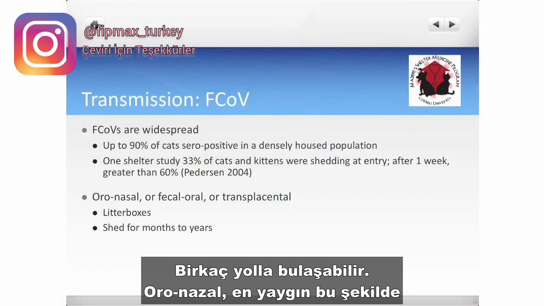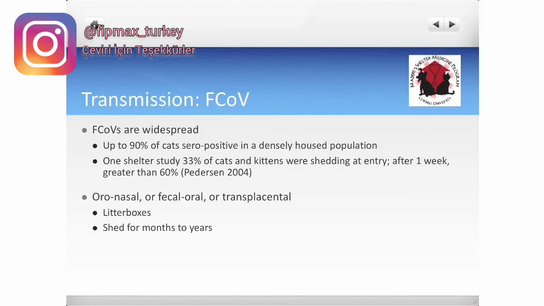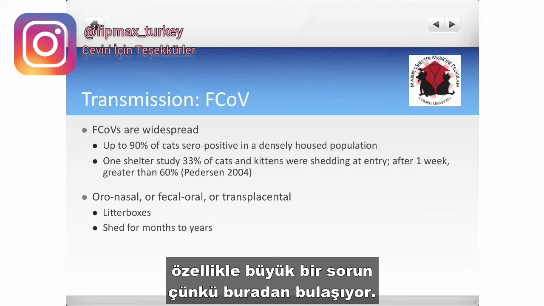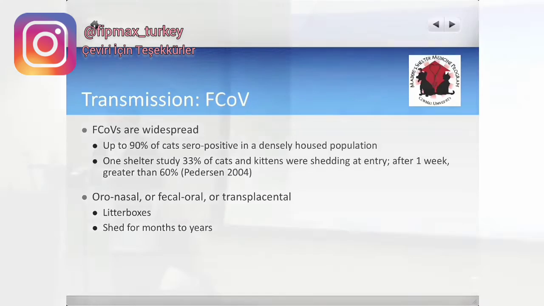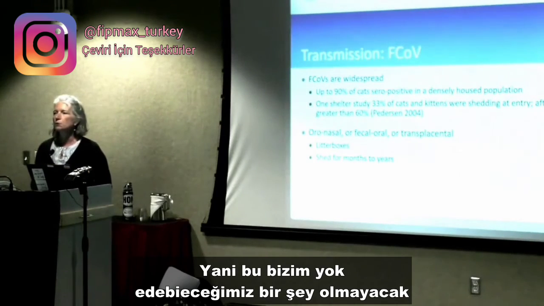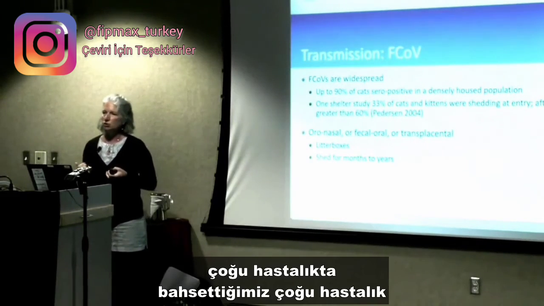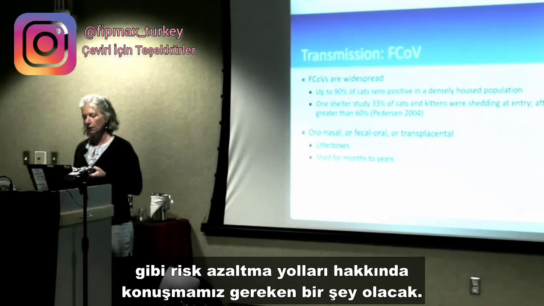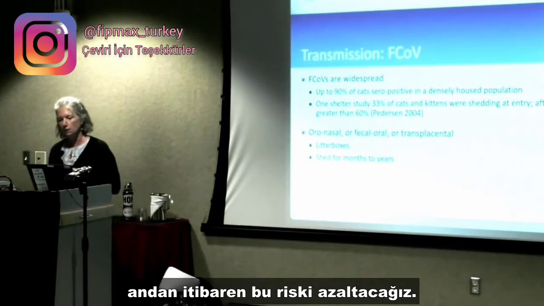It can be transmitted in several ways. Oronasal is what we think of most commonly, fecal-oral, and then transplacental, all possible. Obviously cat-to-cat contact is an issue, but litter boxes are a big issue, especially because that's what they're shedding into. And the shedding can go on for months to years. So this is not something that we eradicate. This is something where we need to talk about risk mitigation, like most of the diseases we talk about in veterinary medicine and in shelters. We're going to be mitigating this risk from the moment a cat walks into our organization.